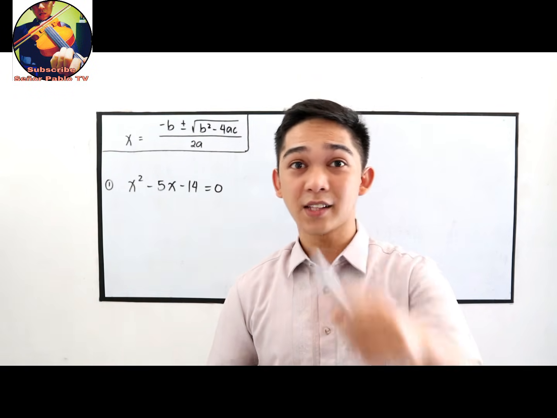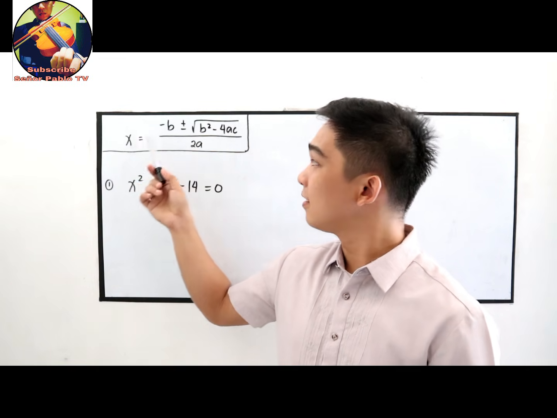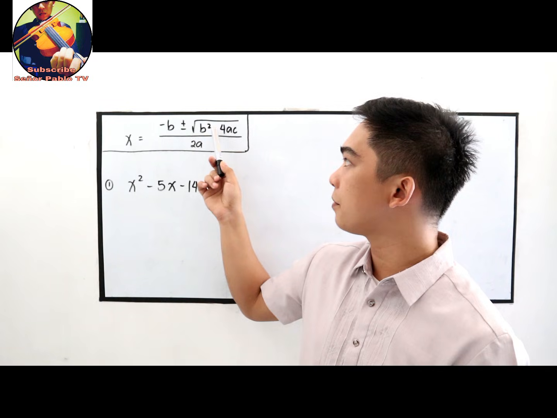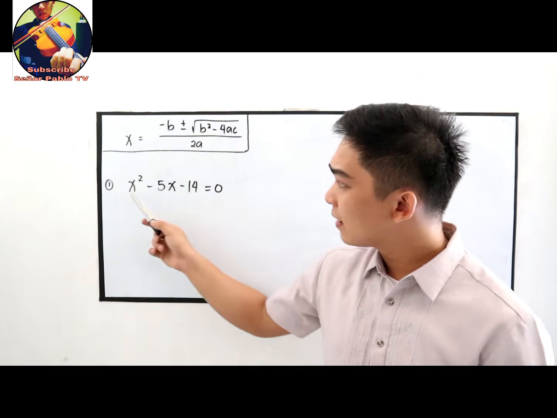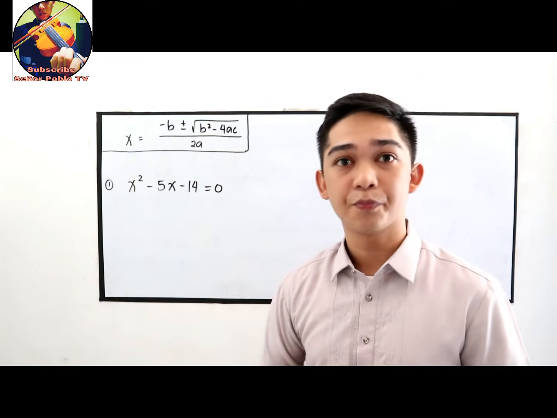Proceed tayo sa solving examples. Yung quadratic formula natin, na x is equal to negative b plus or minus square root of b squared minus 4ac all over 2a. I-solve natin ang x squared minus 5x minus 14 is equal to 0.